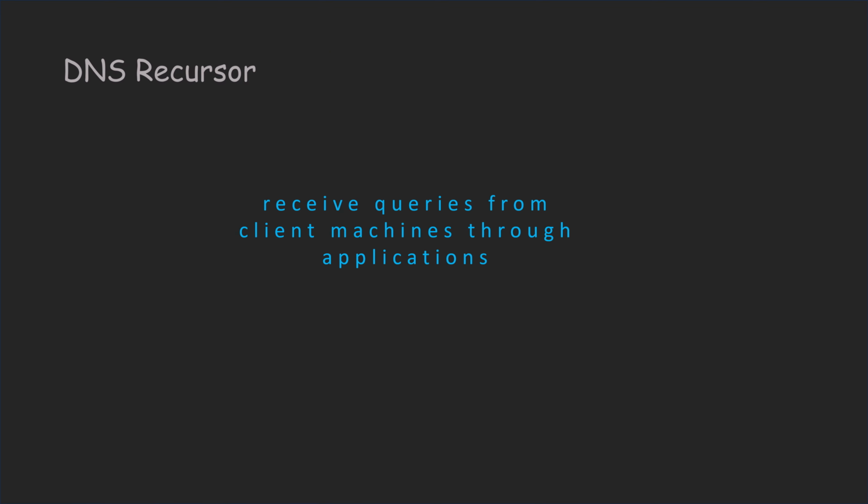The first one is the DNS recursor. The recursor can be thought of as a librarian who is asked to go find a particular book somewhere in a library. The DNS recursor is a server designed to receive queries from client machines through applications such as web browsers. Typically, the recursor is then responsible for making additional requests in order to satisfy the client's DNS query.